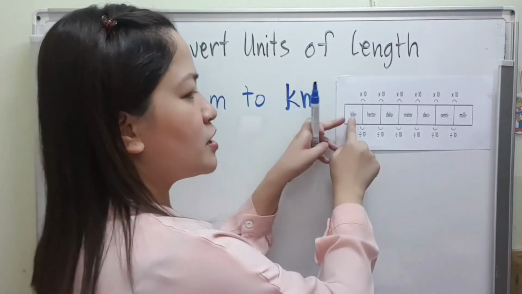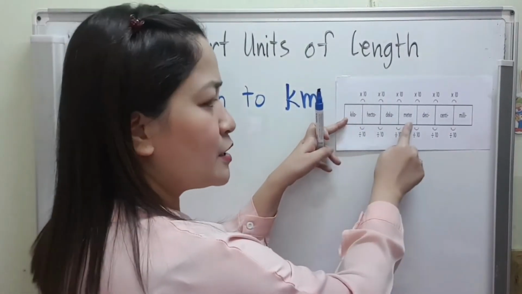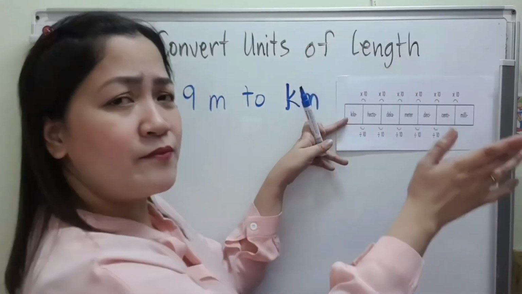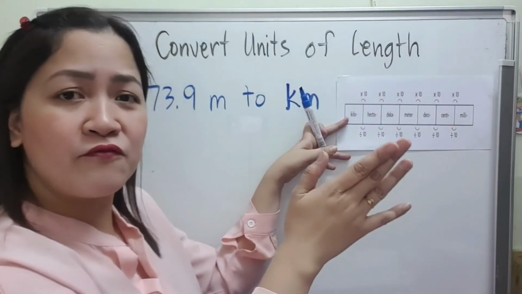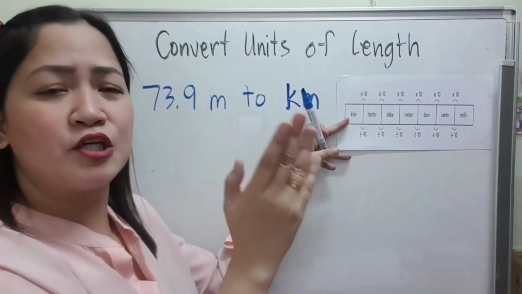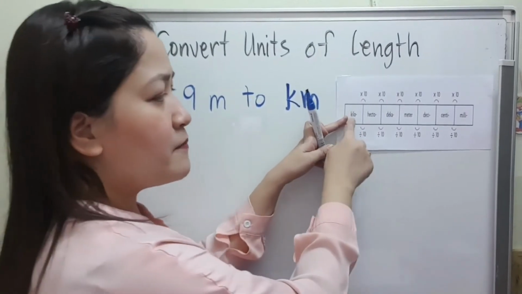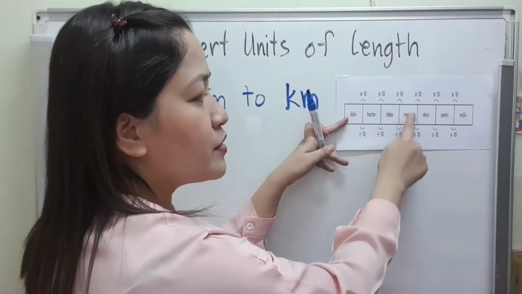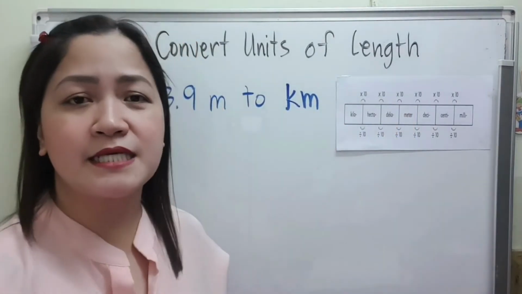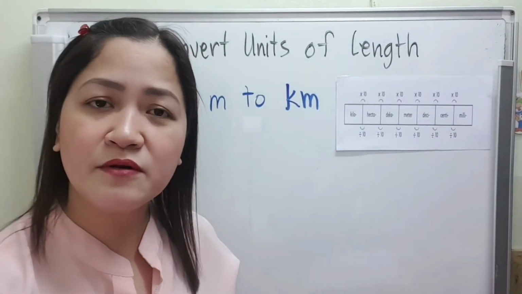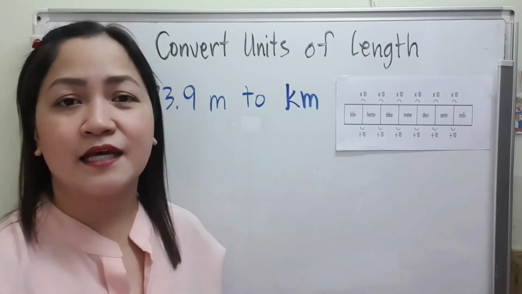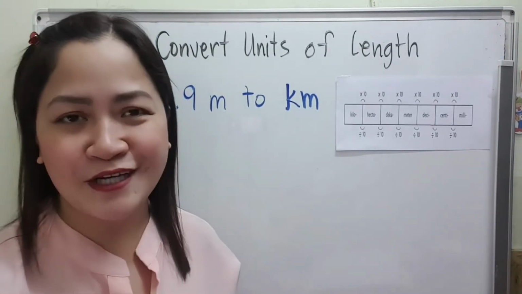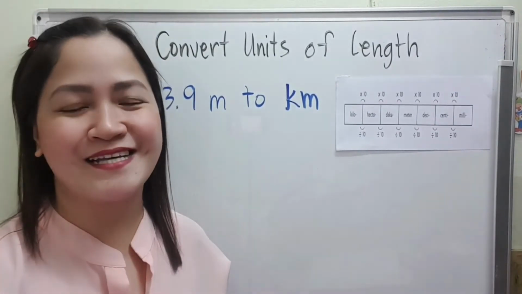If you will change kilometer to meter, then just count how many places you need to move and into what direction you should be moving. From kilo to meter, let us move 1, 2, 3. So we move 3 places. And into what direction did we move? That is to the right. That only means that you will move your decimal point 3 places to the right.